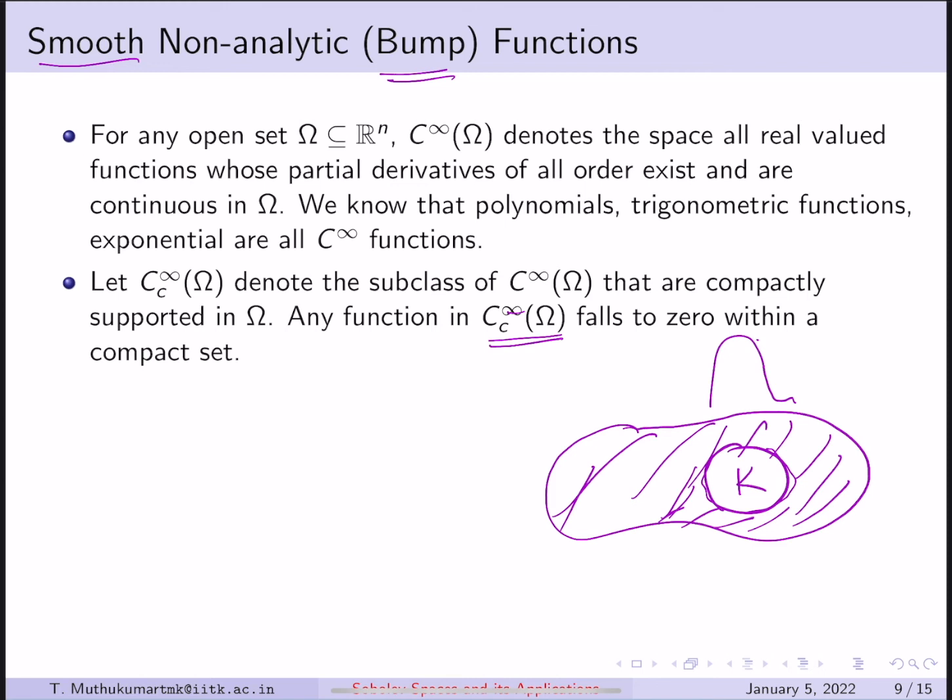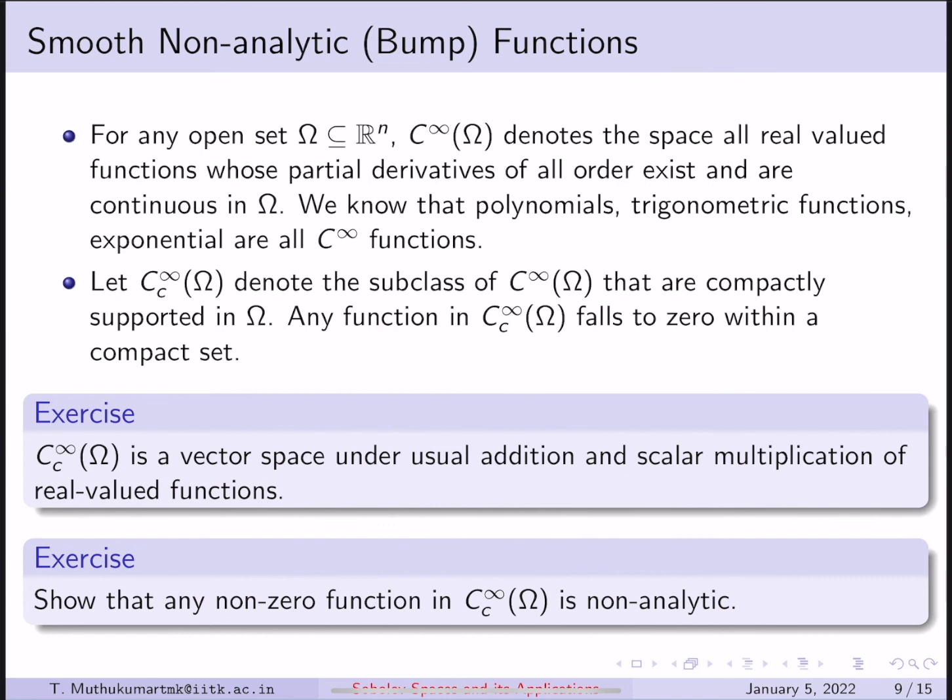So what is the example that you can think of? Before we look at the examples, here are some simple exercises to verify. Please verify that it's a vector space under the usual addition and scalar multiplication. It's a vector space over the real line because we have taken real valued functions. Now, another interesting exercise that you should check, and try proving this: I've already said 0 belongs to this. Any non-zero function of C infinity C omega is not analytic, cannot be analytic.